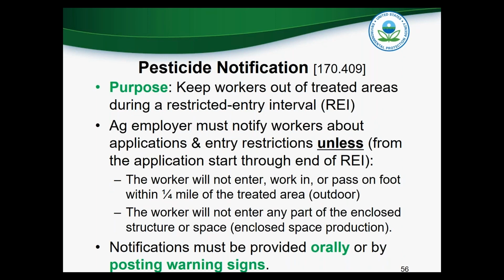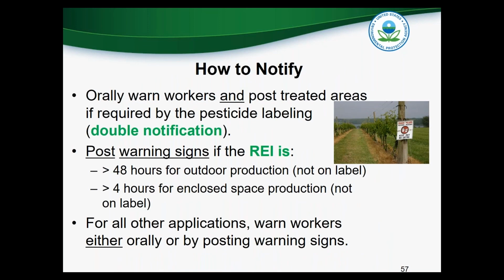The idea here, of course, is to keep workers out of treated areas during the RAI. The ag employer must notify workers about applications and entry restrictions unless, and this is where notification is not needed, the worker will not enter, work in, or pass through within a quarter mile of the treated area, and the worker will not enter any part of the enclosed structure. Otherwise, notifications have to be provided orally or by signs, or might be double notification if it's labeled as such on the label. And then I'll talk about the minimum hours required posting too. Next slide. All right, as Richard mentioned, for some labels there's required double notification that will be on the label, so the workers have to be notified both through signed postings and orally.